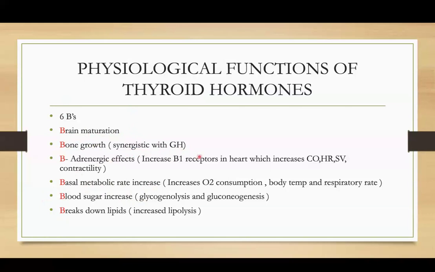Beta adrenergic effect: it increases the beta 1 receptors in the heart. This increases cardiac output, heart rate, stroke volume, and contractility. Basically, it has a positive inotropic effect, which you guys did in CDP. So that's another function. It increases the basal metabolic rate, and this is the BMR.